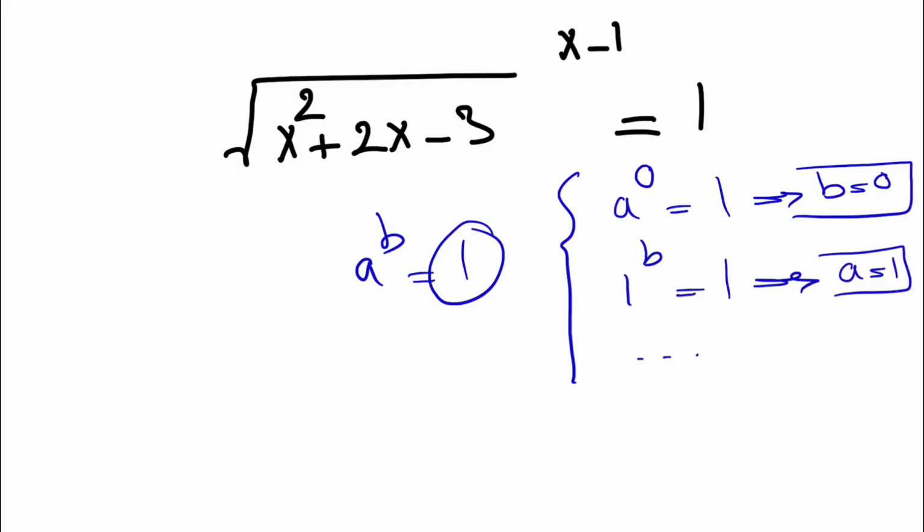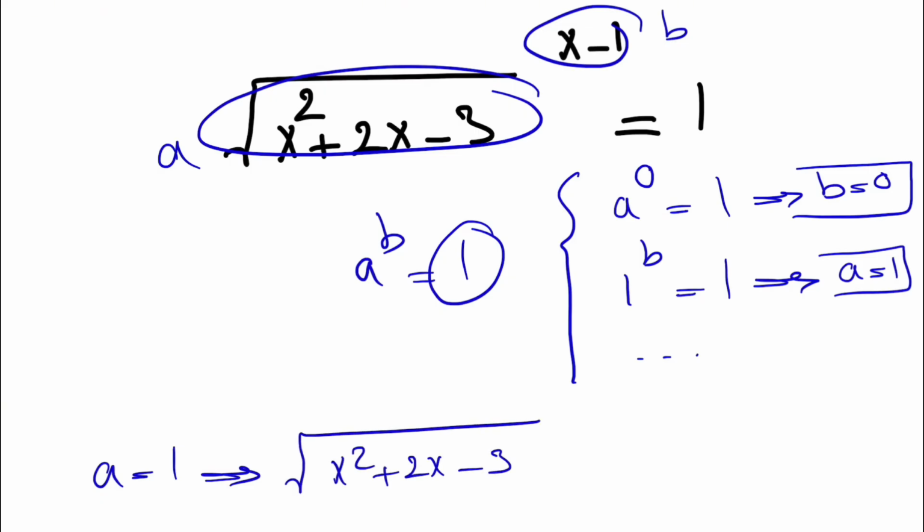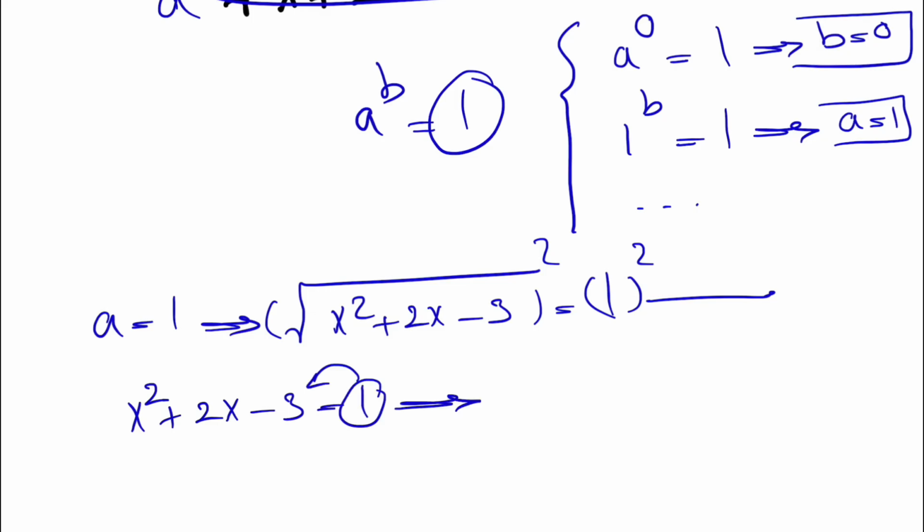The first scenario, let's start with a is equal to 1, and let's see how this is going to happen. Basically this is our a, and x minus 1 is b. So in order to have a equal to 1, we have x squared plus 2x minus 3 equal to 1. We're going to square each side in order to get rid of this square root. So we have x squared plus 2x minus 3 is equal to 1, and we bring 1 to the other side of the equation, so it will be minus 1. So basically x squared plus 2x minus 3 minus 1, which is minus 4, is equal to 0.